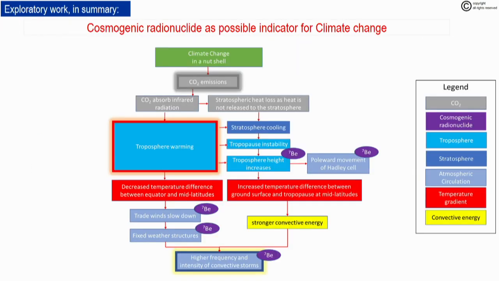And as a conclusion, this is the summary. We believe that the main driver of climate change is this tropopause instability, and that's due to the tropospheric warming. And beryllium can really help in showing troposphere heightening and poleward movements, so this extension of the Hadley cell, in quantifying the weakening of the trade winds, and to visualize this fixed weather structure that has a huge impact on agriculture.